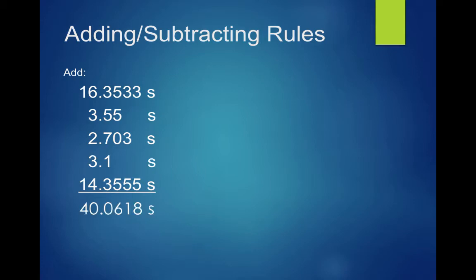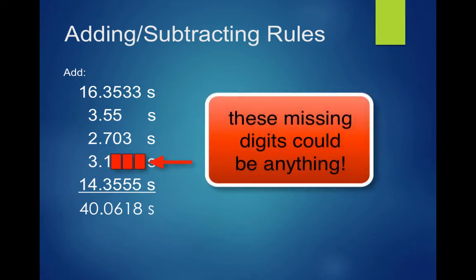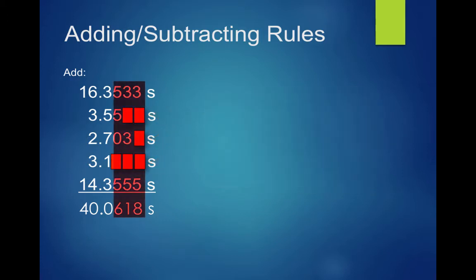40.0618 seconds. If we look at these measurements closer, we notice that 3.1 only has the precision to the tenths of a unit. We don't know what digit belongs in the hundredths, thousandths, or 10,000ths of a second's position. We can also see that in our measurement 3.55 seconds, we have no digits in the thousandths or 10,000ths, and in the measurement of 2.703 seconds, we don't have a digit in the 10,000th position. This means that there is uncertainty in the hundredths to the 10,000ths position.